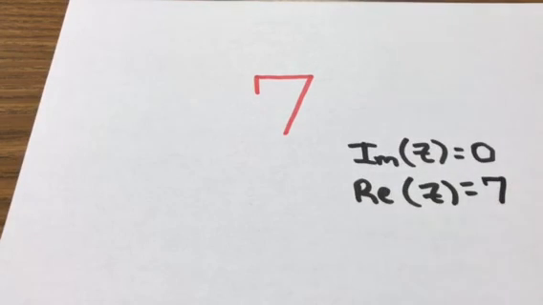Okay, so just keep in mind that the real part is always off by itself in a complex number, and the imaginary part is always connected to the i.